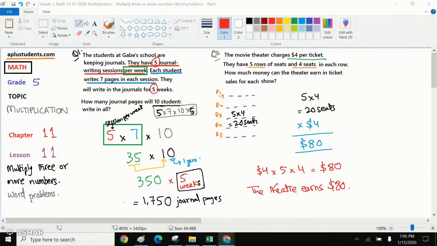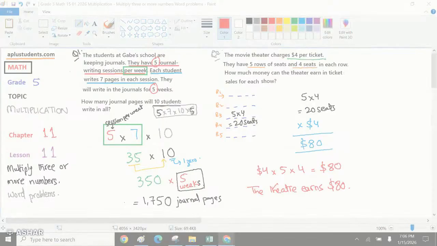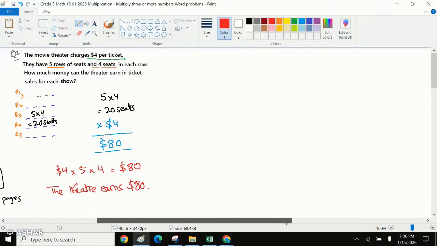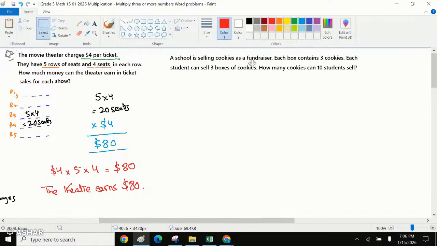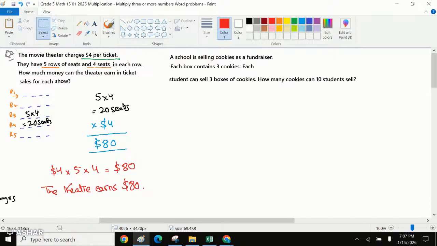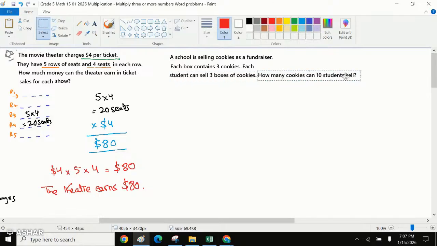The next question we have is a school is selling cookies. A school is selling cookies as a fundraiser. Okay, we need to find the total number of cookies that have been sold, or that can be sold. So for this question, okay, I'll just align this. Students can sell 3 boxes of cookies each. How many can 10 students sell, right?